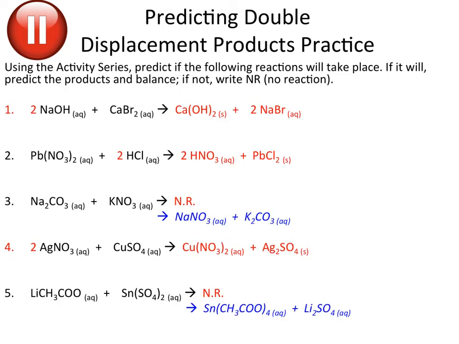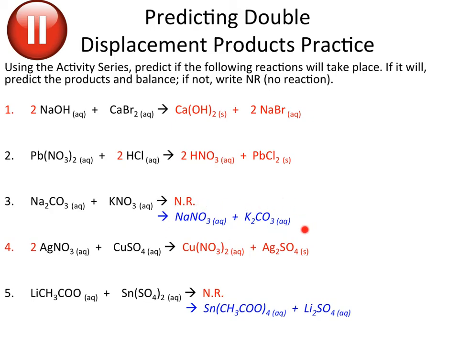So welcome back. Here are the answers. The first two reactions do occur. In the first one we'll have a solid precipitate of calcium hydroxide produced. In this case, you'll have lead II chloride produced, and these are your balanced formulas. The third one, there's no reaction. So these are what the products would have been.